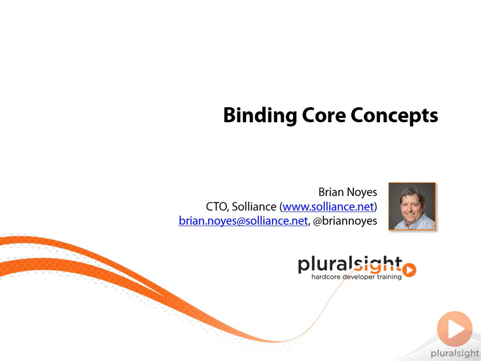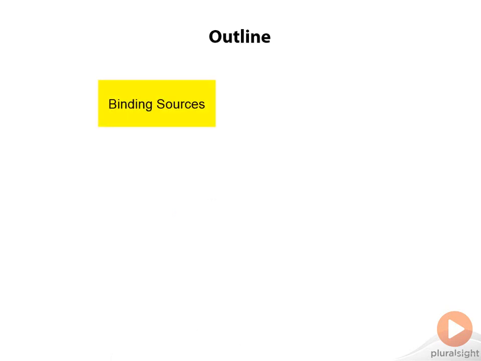In this module, we're going to dive a little deeper into bindings and get into some of the core concepts of how you can have explicit control over exactly what a binding is doing with respect to its source objects and its paths and the direction of flow of data through that binding. First, we're going to dive into binding sources.